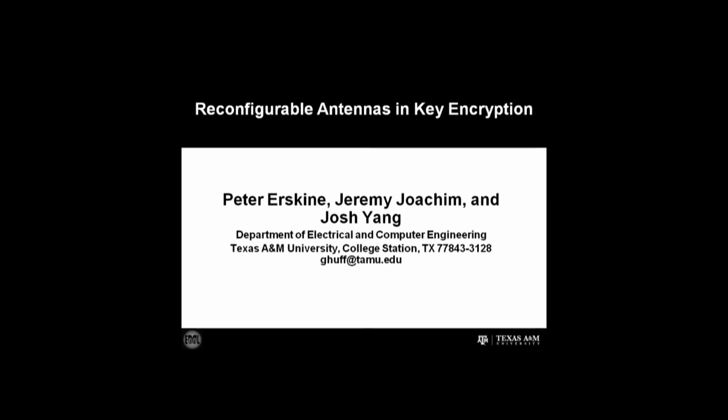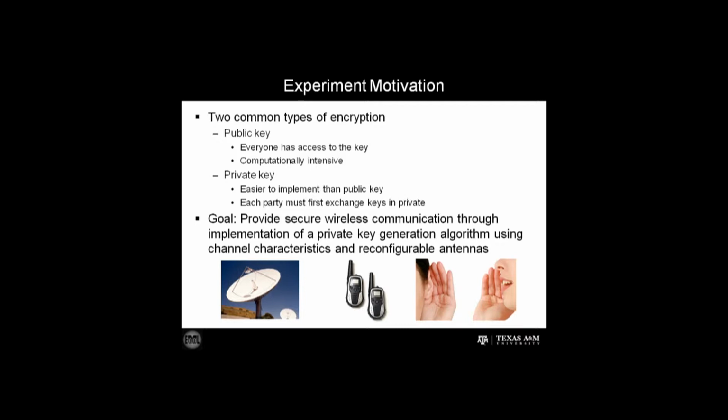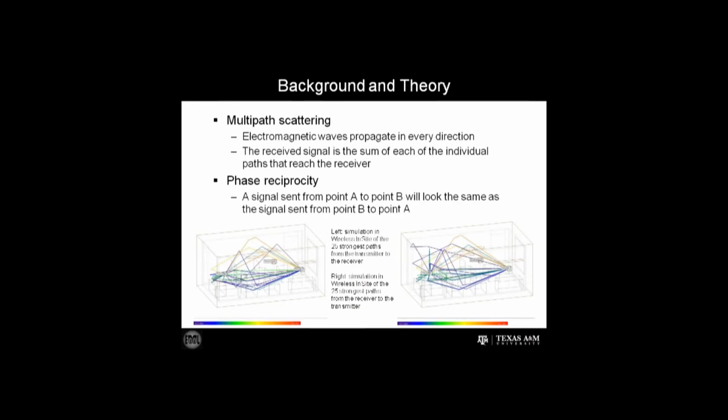Our research involves using reconfigurable antennas in the phase of a wireless channel to generate a private encryption key between two users. Currently, the most common key generation methods are public key and private key. Public key methods are very computationally intensive, and private keys require the users to meet and share the same key. In our method, we use the characteristics of the wireless channel to generate keys rather than sharing an actual key wirelessly. This project relies on the principles of multipath scattering and reciprocity.